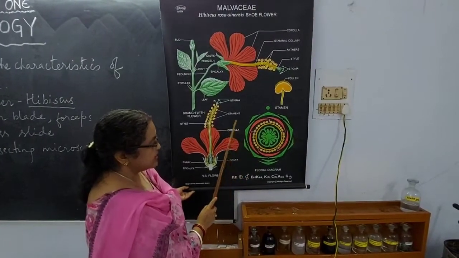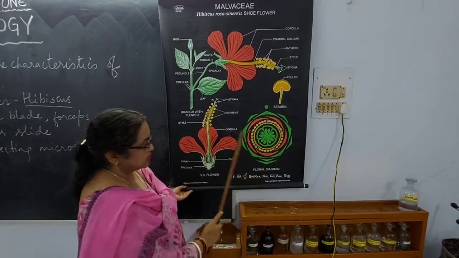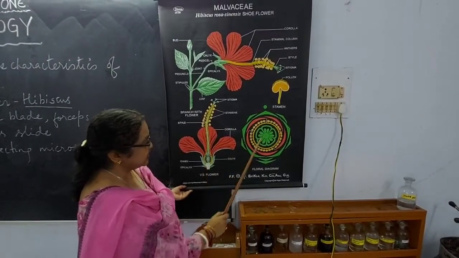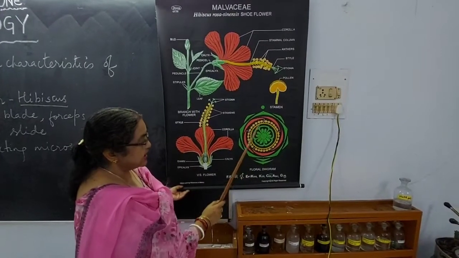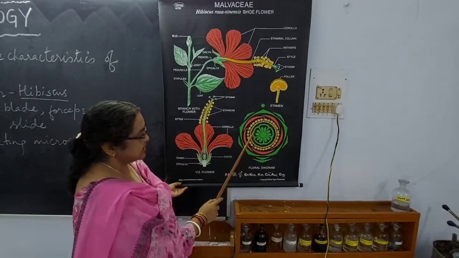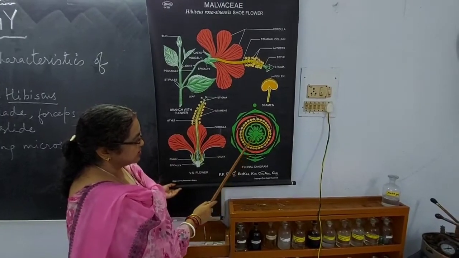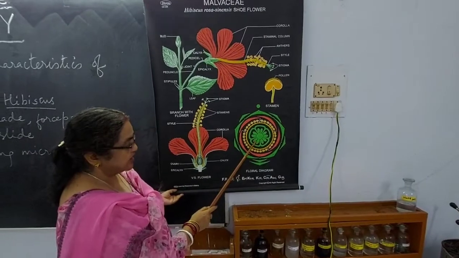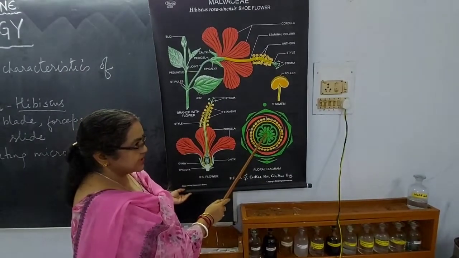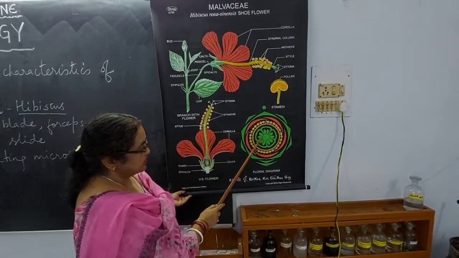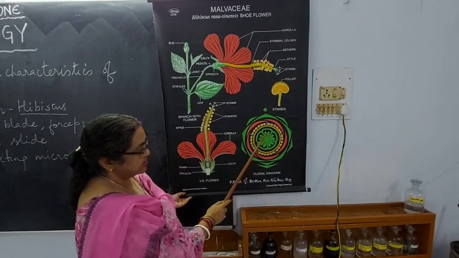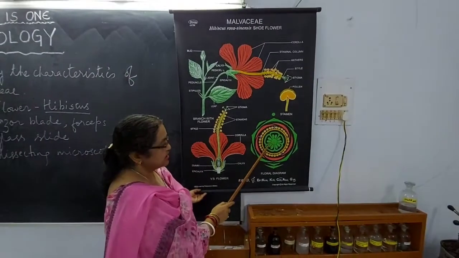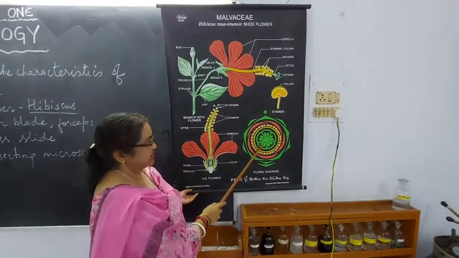Now this ovary has been cut in the transverse section, TS. Here it was in longitudinal section, here it is in transverse section. In transverse section you can see that it is having 5 compartments, or they are called locules, 1, 2, 3, 4 and 5. And this is the placenta in the center. And with this, a large number of ovules are attached. So this type of attachment or placentation is called axile placentation.